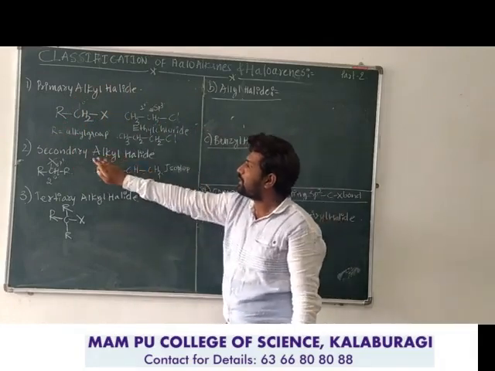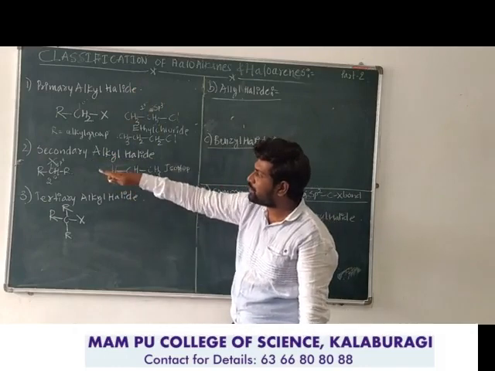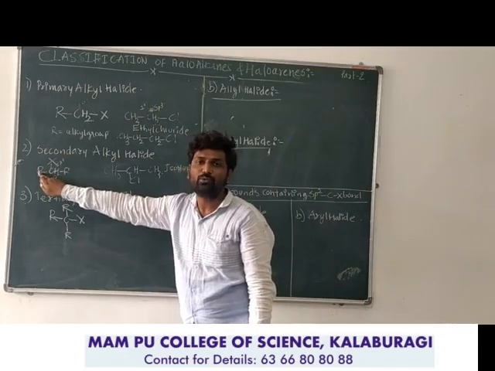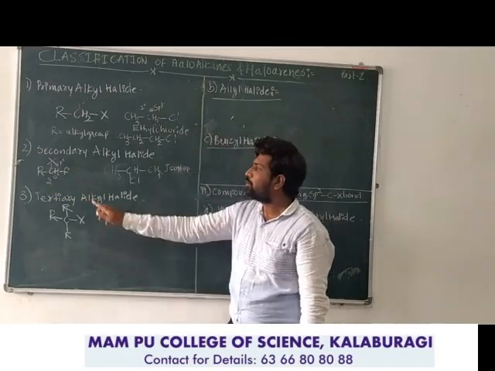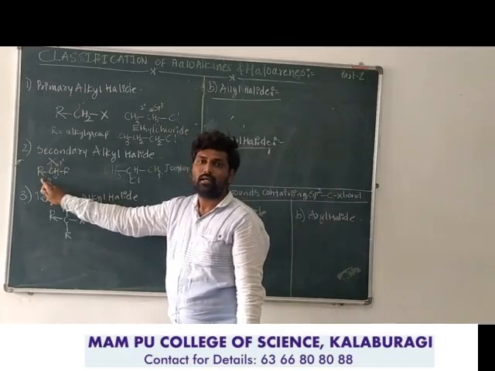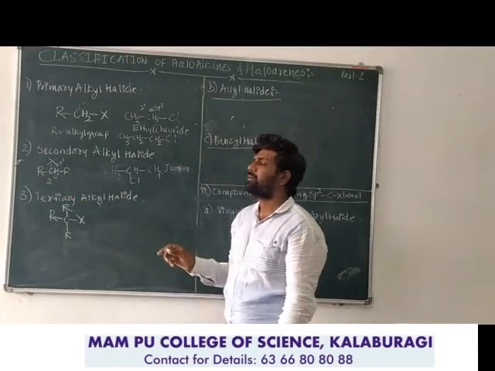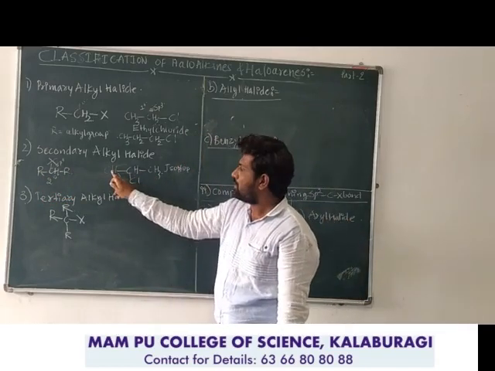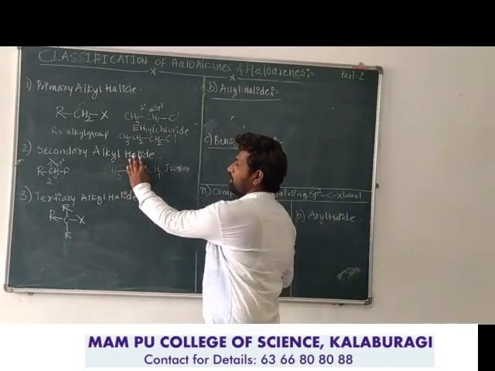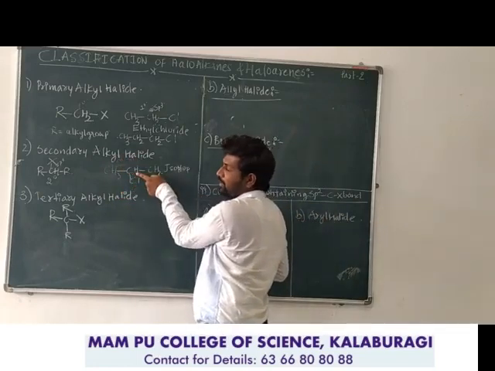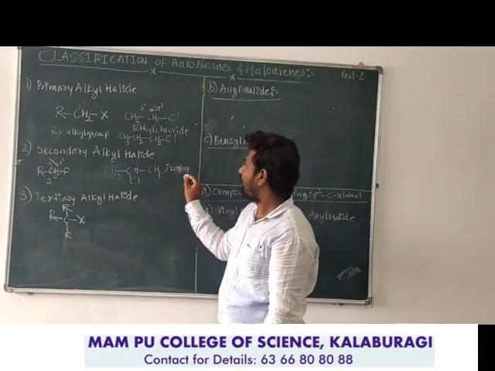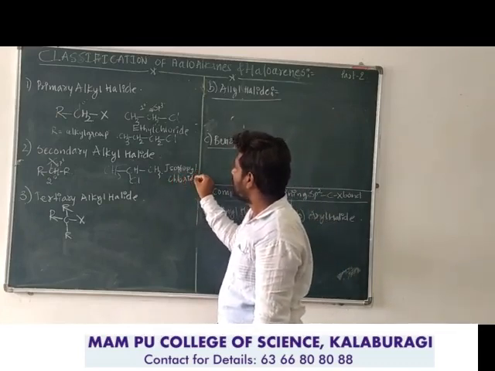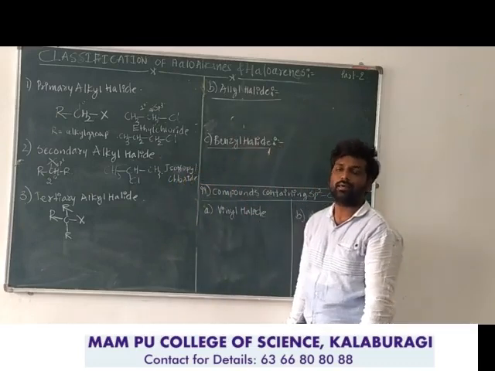Similarly, secondary alkyl halide, where the halogen is bonded to an sp3 hybridized secondary carbon atom, which is bonded to two other carbon atoms. The two other carbon atoms are indicated by R and R. It may be any alkyl. Suppose I take CH3, CH3. CH3 is methyl, another CH3 is methyl, and this is the secondary carbon atom. So this is isopropyl chloride. Iso indicates the branched structure of this alkyl halide.